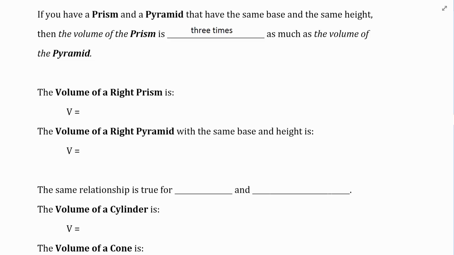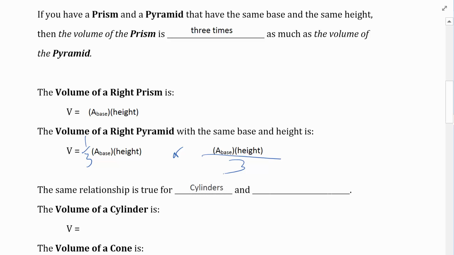And the formula for their volumes can be given as follows. The volume of the prism equals the area of the base times the height of the prism. And the volume of a right pyramid with the same base and the height is 1/3 the area of the base and the height. Or you could say area of base and height divided by 3. And the same relationship is true for cylinders and cones.